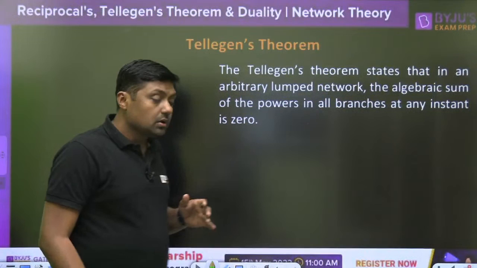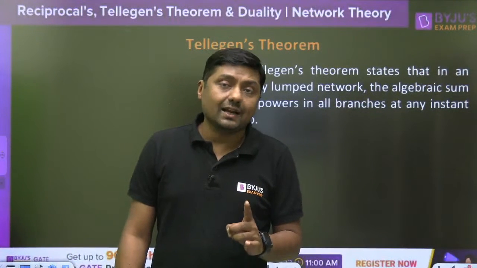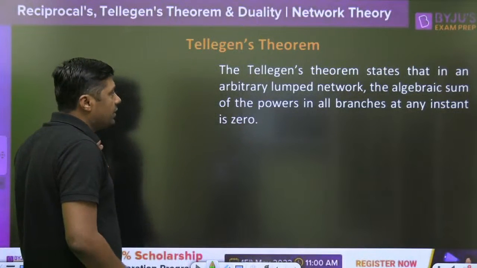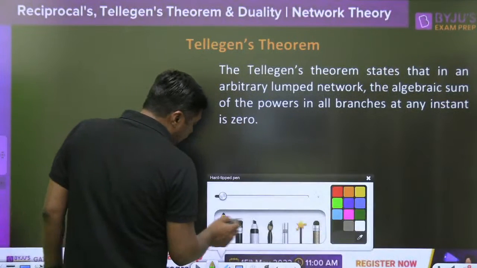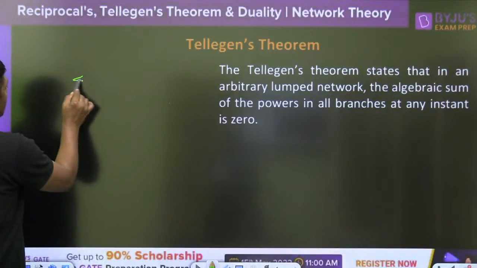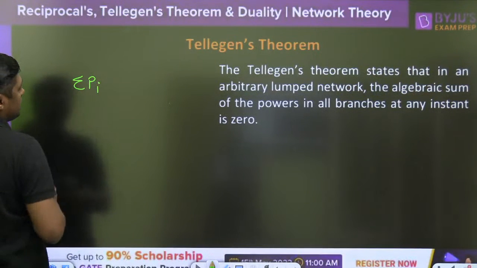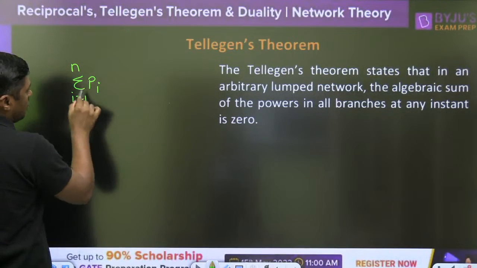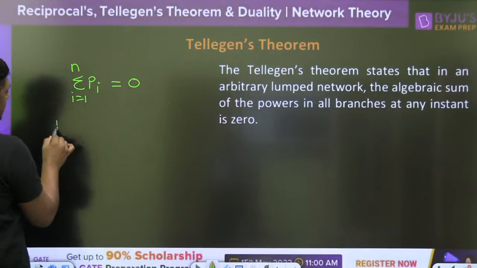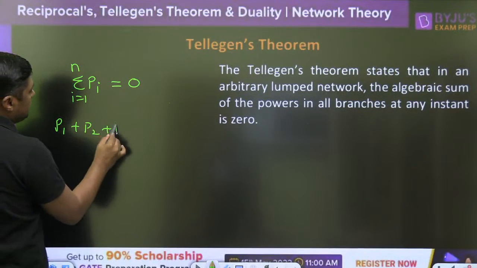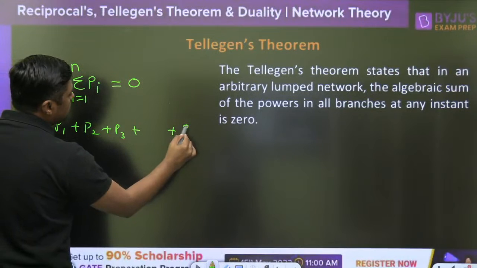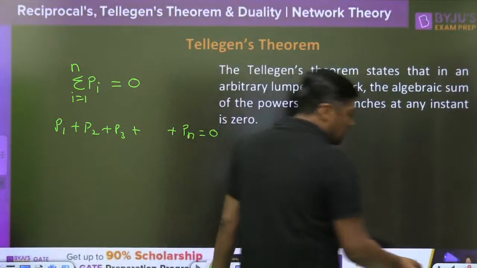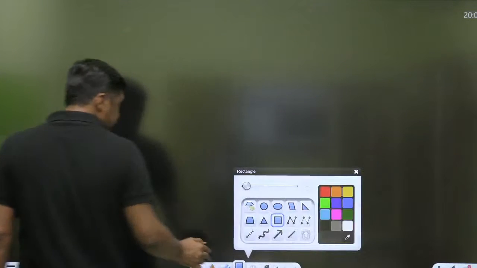But always remember, you have to satisfy what? KCL, that is Kirchhoff's current law, and Kirchhoff's voltage law. This is a very important theorem, and we can simply write it like this: the power across any branch P_i, for i equal to 1 to n, let there be n number of components, the summation of this power is equal to 0. P1 plus P2 plus P3 plus P4 and so on up to Pn is equal to 0.